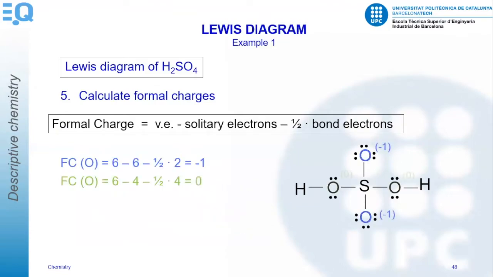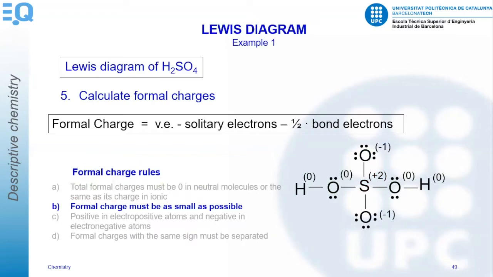So in this case, if we want to calculate it for the oxygen in blue, that would be the one that is not bonded to a hydrogen, just to the sulfur. It would be 6 minus half of 2, and that would be minus 1. And then the green oxygen would be 6 minus 4 minus half of 4, which is 0. And then the sulfur, which is found in red, would be 6 minus 0 minus half of 8. That would be plus 2.